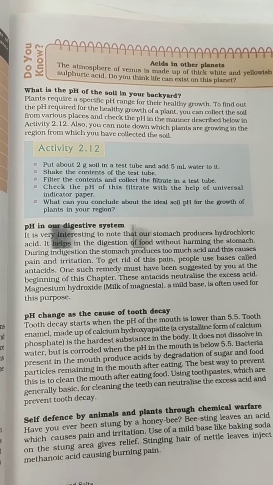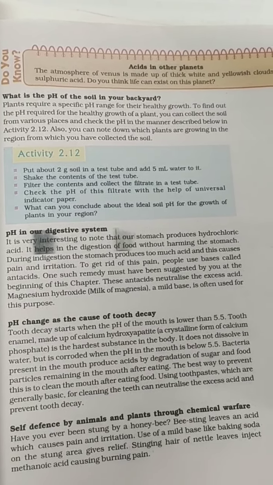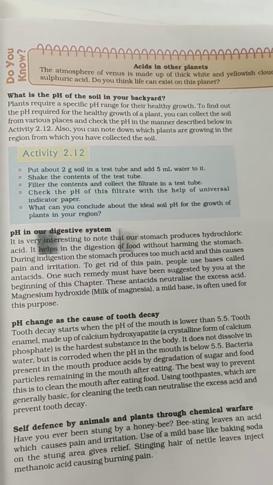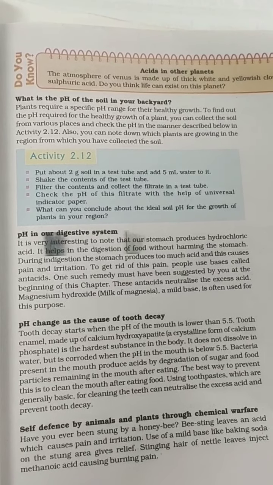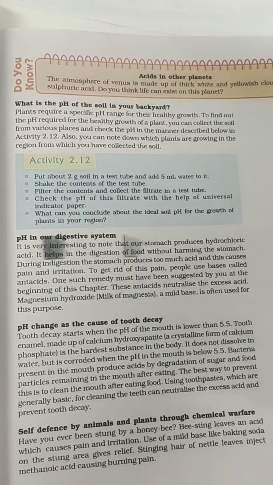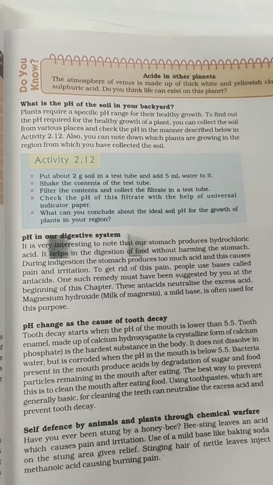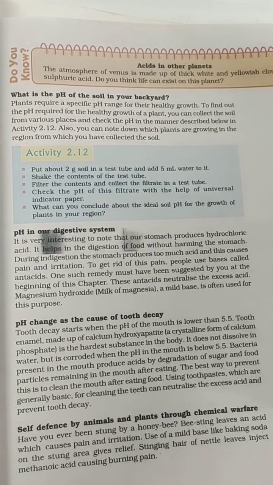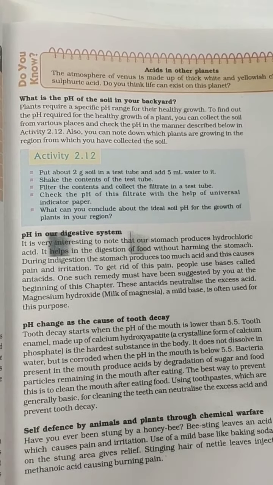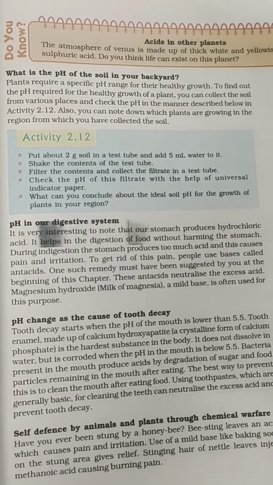So the best thing is to rinse our mouth after we have our food, so that there are no hidden particles of food in our mouth. We also use toothpaste, because it is made up of basic salts, so those salts help to neutralize the excess acid in our mouth, which also prevents tooth decay.